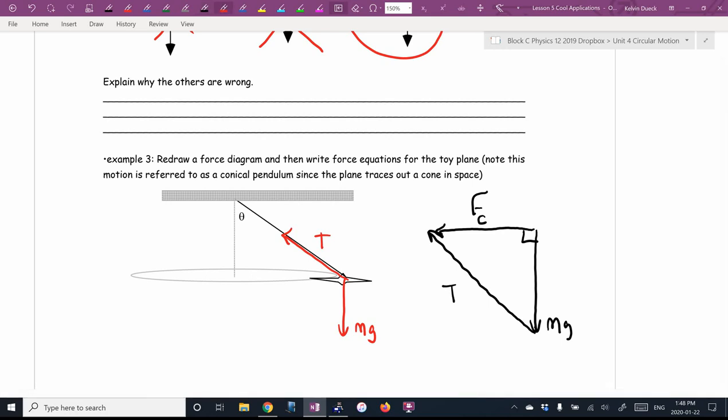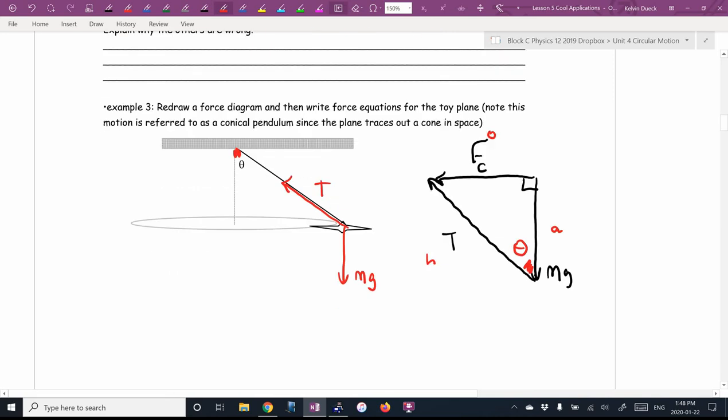It's too bad Kiefer's not here, because I would go like this, color, color, color, and I would notice that theta is between a vertical line and tension. You know what? That's the angle that's between a vertical line and tension. Color, color, color. It's a pretty bad theta. All right. Tension, opposite adjacent to hypotenuse. FC, opposite MG.